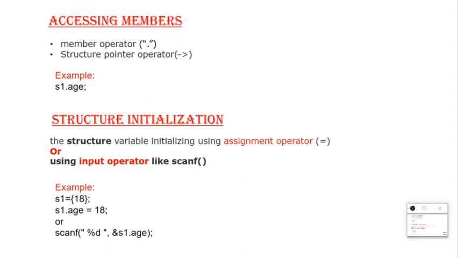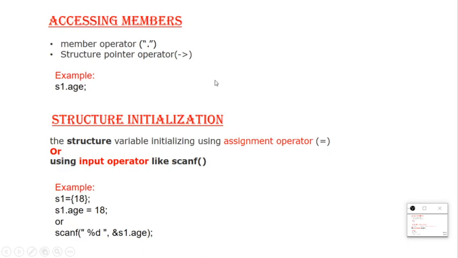So let us see. I have taken three examples. One is s1 equals to, and I am using curly brackets, you can also say flower brackets. In that I am writing the value 18, and close the brackets and semicolon. And the second way is s1 dot age is equal to 18. This is individual initialization, and we can also initialize by using scanf, like scanf percent d comma s1 dot age. This is how we can initialize the variables in the structure.